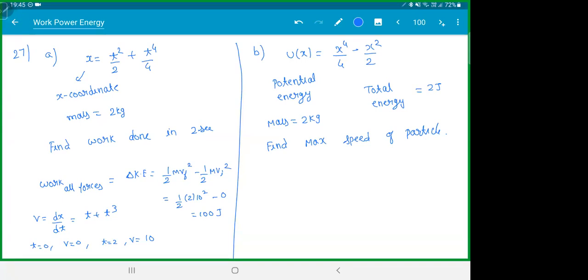Get the B part. Potential energy is x power 4 by 4 minus x square by 2. Mass is 2 kg. Total energy is 2 joules. Find the maximum speed of the particle. I hope the first one is clear. Anyone not convinced, please ask. Someone gives you x as a function of time t. That's how you do it.